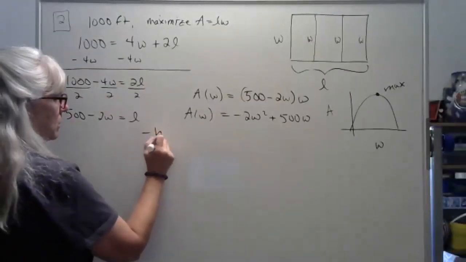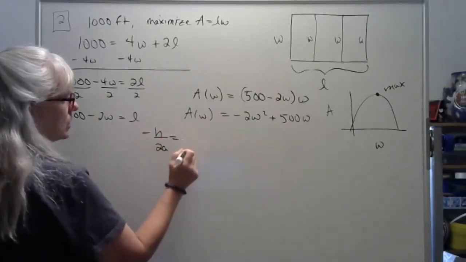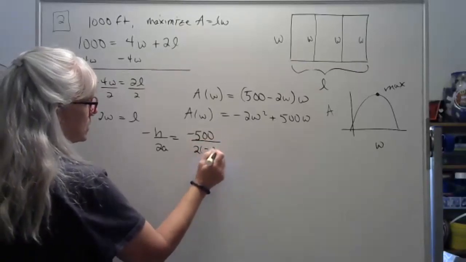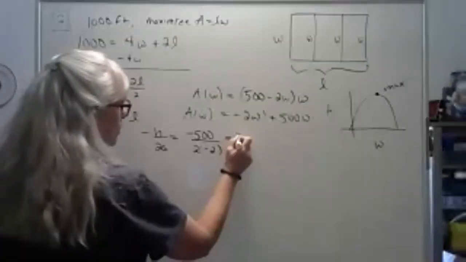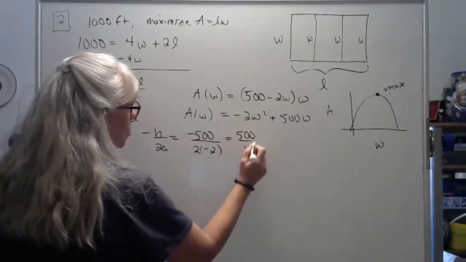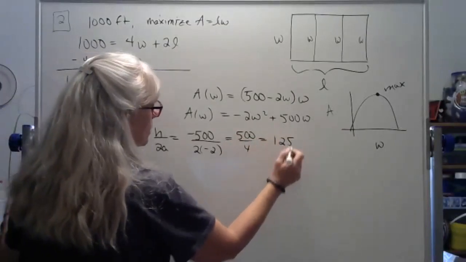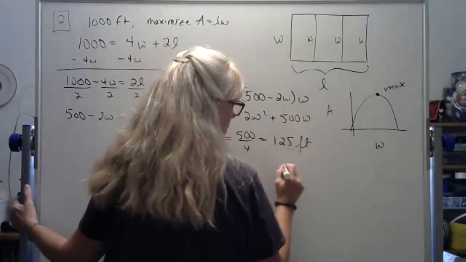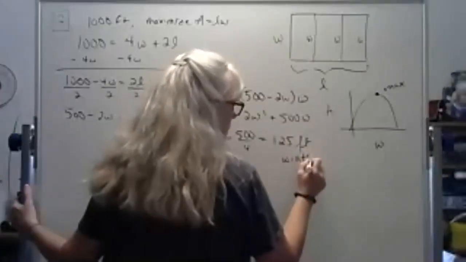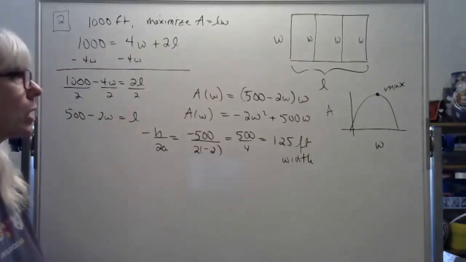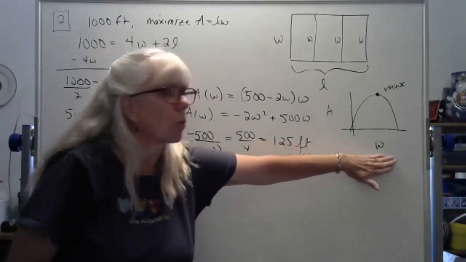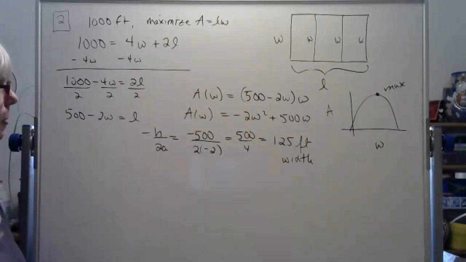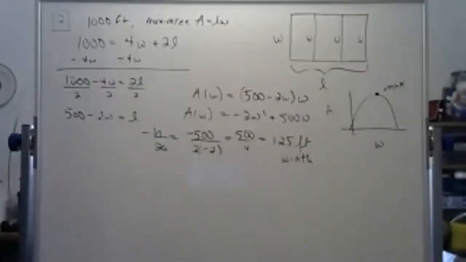So we're going to go do our -b/2a again. So that would be a -500 all over 2 times a -2. So that's 500 divided by 4, which comes out to be 125. And this time we are in feet. Now that's the width. And I know that's the width because it's the first coordinate of the maximum. And my first coordinate we're going to label with what the horizontal axis is. So it's the width. They actually want to know what the area is.